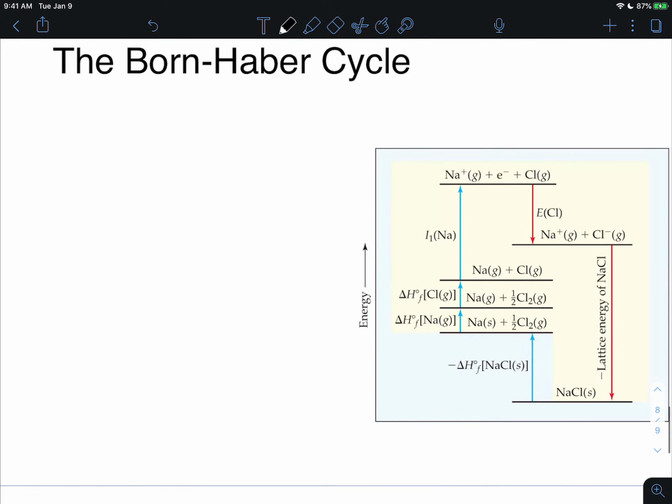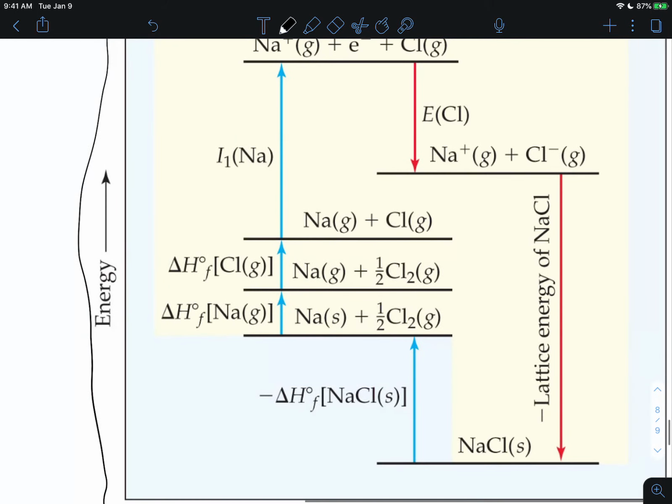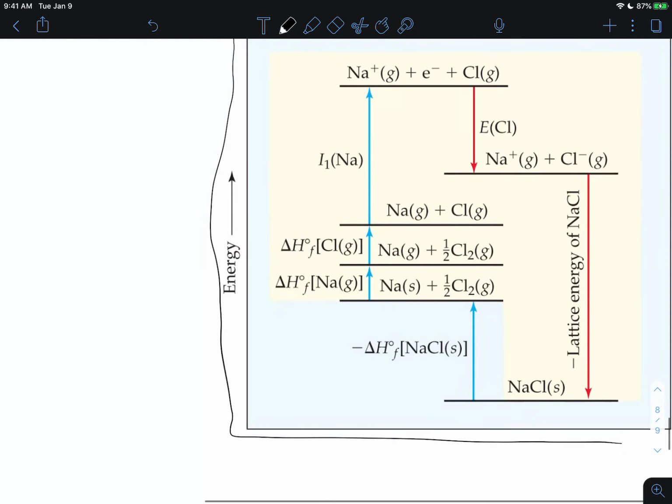So we use what's called the Born-Haber cycle to visualize all of these energies. And I have a Born-Haber cycle for sodium chloride over to the side, so we can zoom in on this and see what's going on. We start out with our solid ionic compound down at the bottom. On our left side, we have anything that's endothermic. On our right side, we have anything that's exothermic, usually.